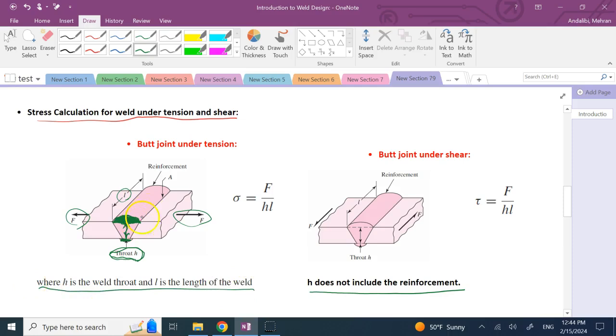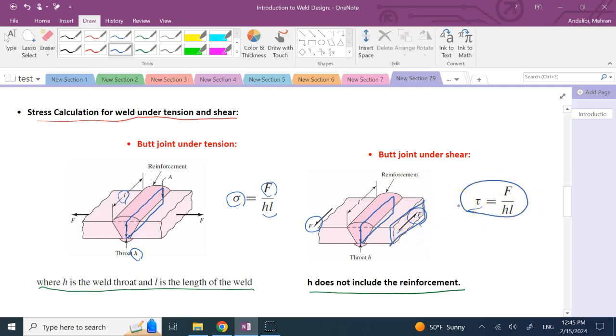In this case, just like a similar stress calculation, this force is applied to what? It is applied to a rectangular cross section, which is this, and it is L times H. So if you divide F by H times L, that is your normal stress, okay? Now, sometimes the butt weld with a V groove is under shear. So the forces are tangential like that. Still, that force divided by the same cross section, which you have here or here, is going to be the shear stress. Okay, so very simple.